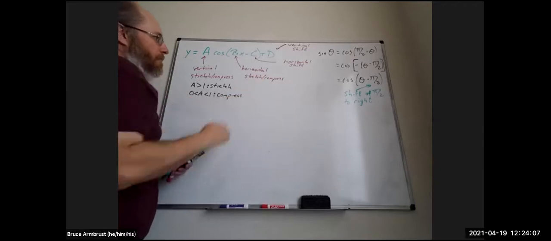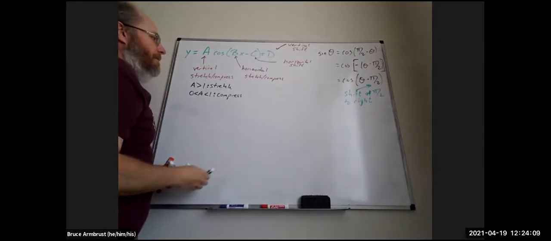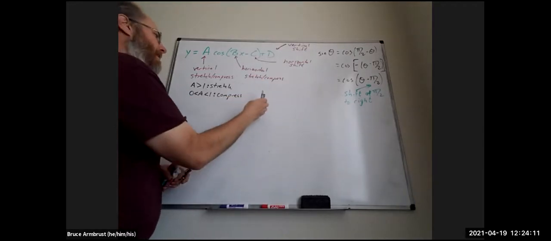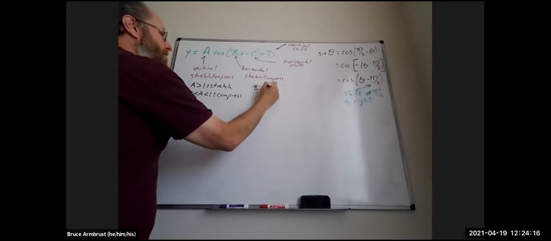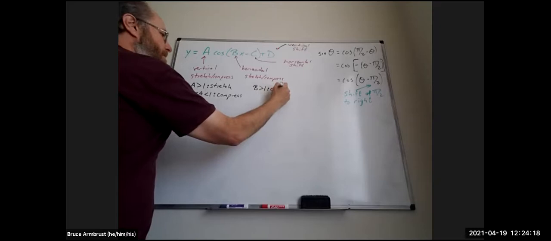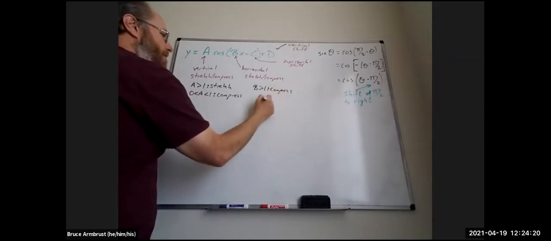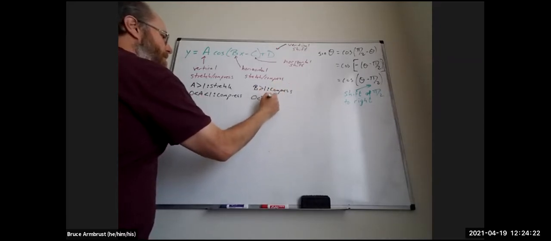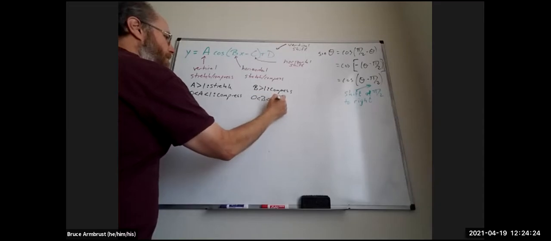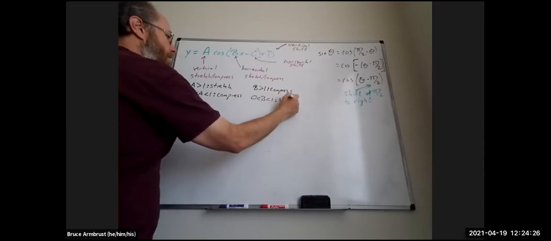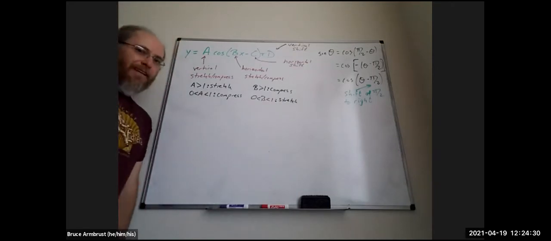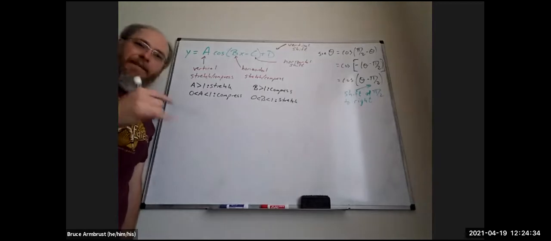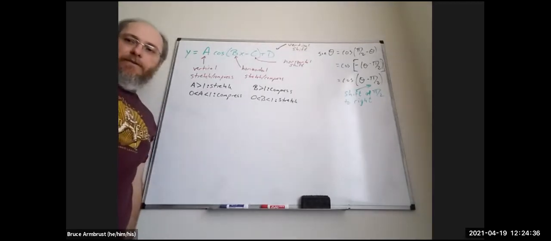Okay, so for the horizontal stretch or compress, we have a similar thing, except it's in reverse. Now, if B is bigger than 1, this is a compression. And if B is between 0 and 1, it's a stretch. Stuff on the inside, the horizontal stuff, it's opposite. It's always opposite of what happens in vertical.